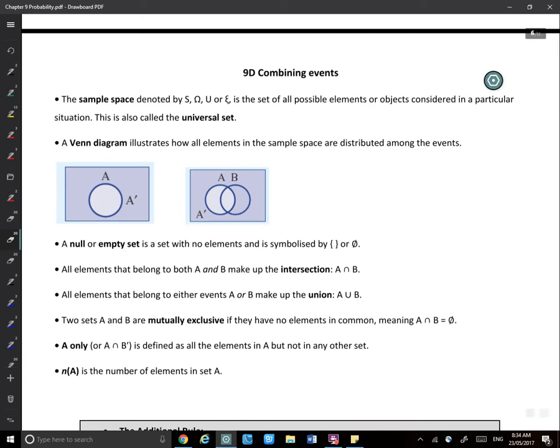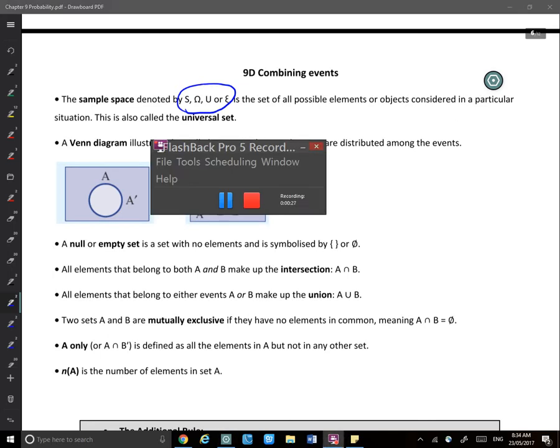Events. So the sample space can be denoted by all of these symbols. The symbols are not really the point; when you see those symbols, you need to know that they represent a sample space. So what is sample space? Sample space includes all the outcomes that are possible for a trial of an experiment. So for that experiment, that's the sample space. You know all the outcomes. All the outcomes will be listed in this.